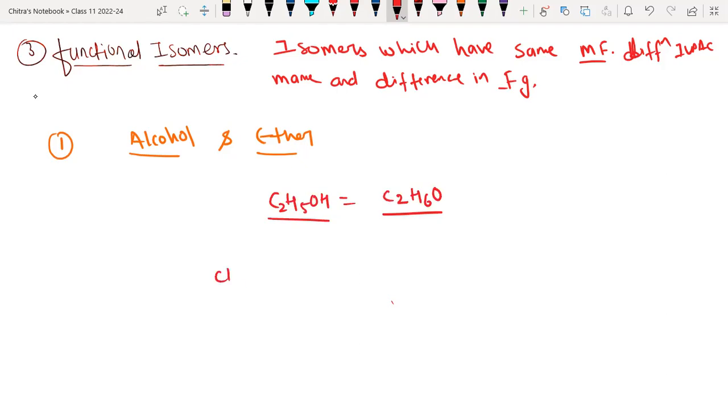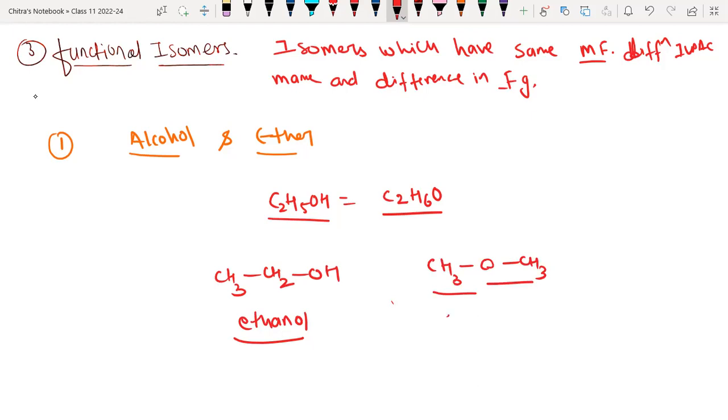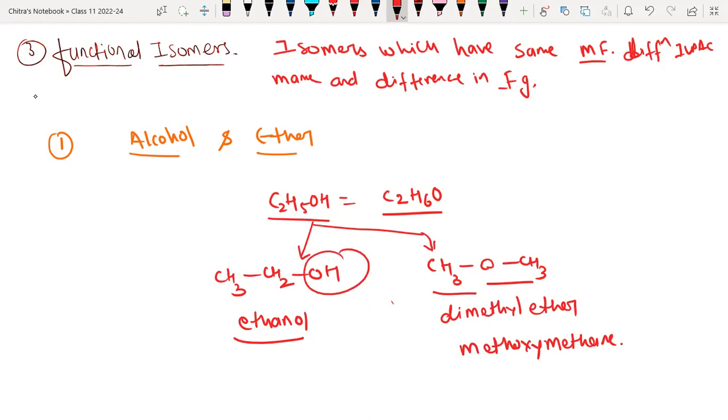So now I'm going to write the alcoholic group and ether group by using this molecular formula. Can we write CH3CH2OH? So this is ethanol. But can we write like this: CH3, O, and here CH3? It is methoxymethane, or dimethyl ether. Okay, everyone, so here the molecular formula is the same, but we have a different functional group in each pair. Here we have the alcoholic group and here we have the ether group. So these are the functional isomers.